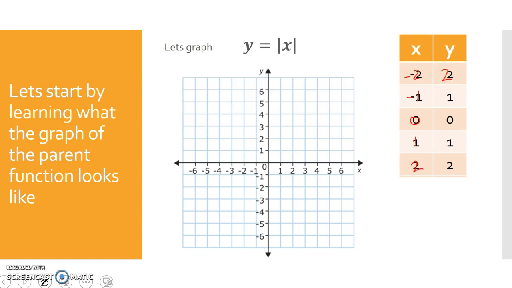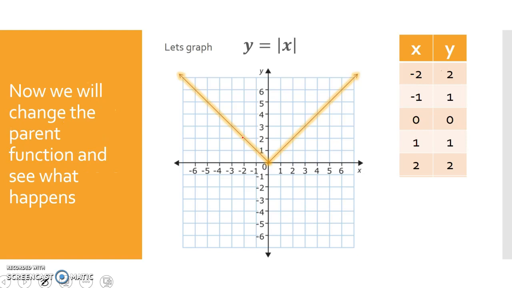Then when we plot those points, we have a point here at 0, 0. That's this point. At 0, 0, we have another point at 1, 1, another point at 2, 2, and -1, 1, and -2, 2, and our graph ends up looking like that. So the parent function of an absolute value graph is in the shape of a V. Let's go ahead and then change the parent function to see what happens.